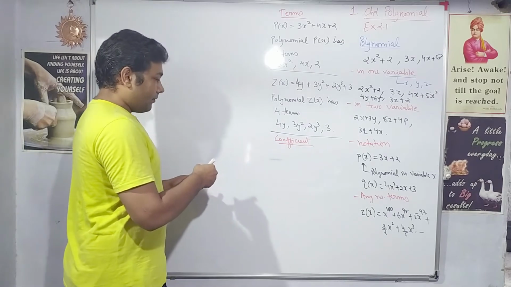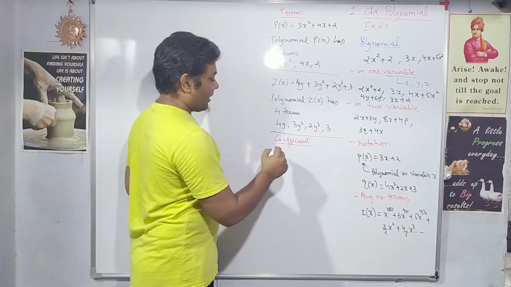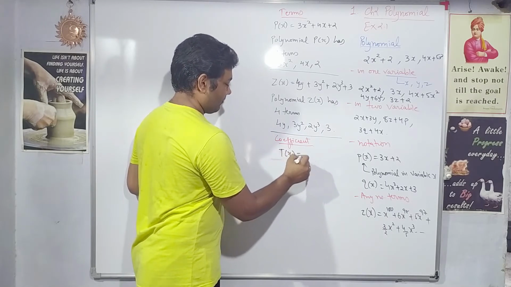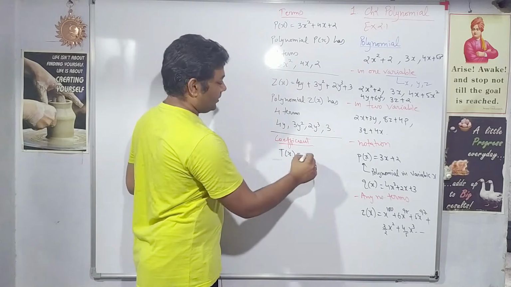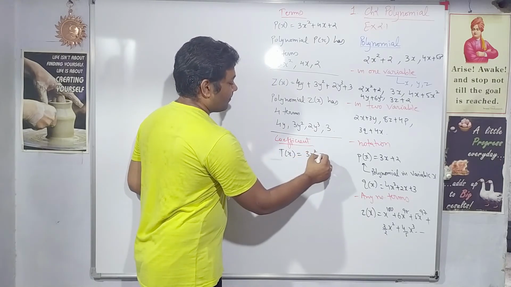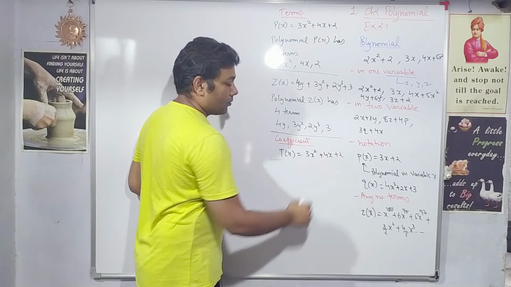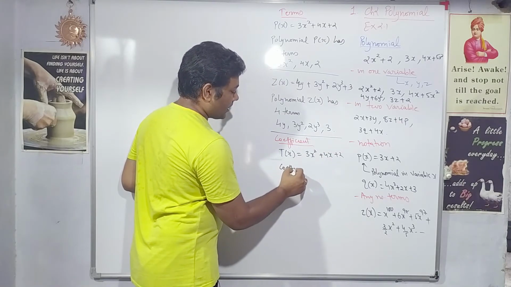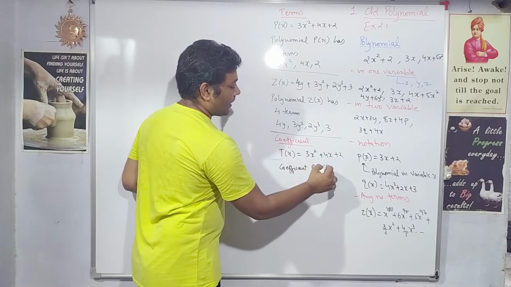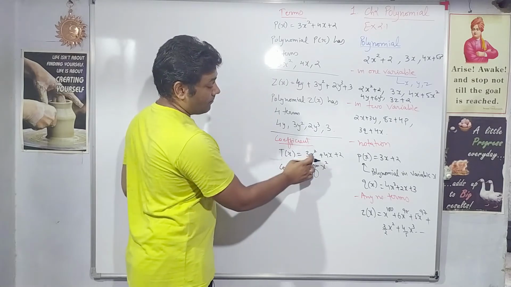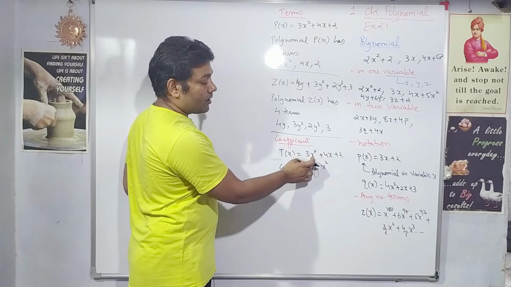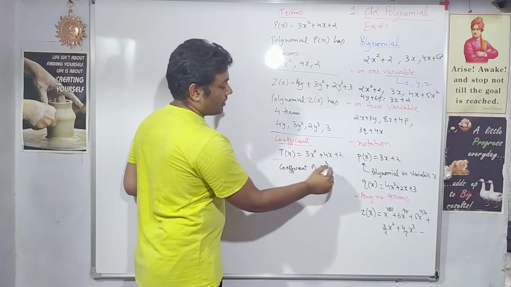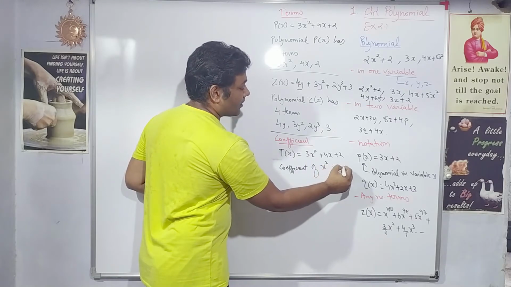So again we'll take an example to understand what we mean by coefficient. Let us say I take a polynomial t of x, 3x square plus 4x plus 2, right? So we can now say the coefficient of x square. What is the coefficient of x square? Whatever is multiplied with the x square is called its coefficient. So the coefficient of x square is 3.